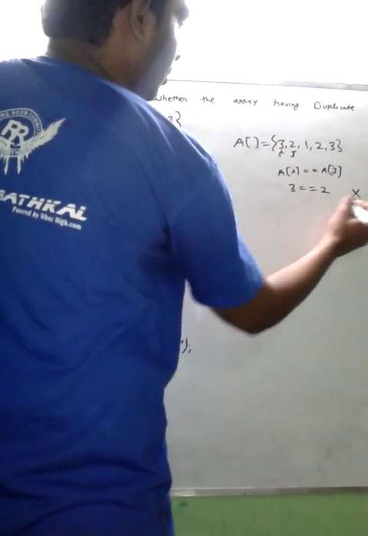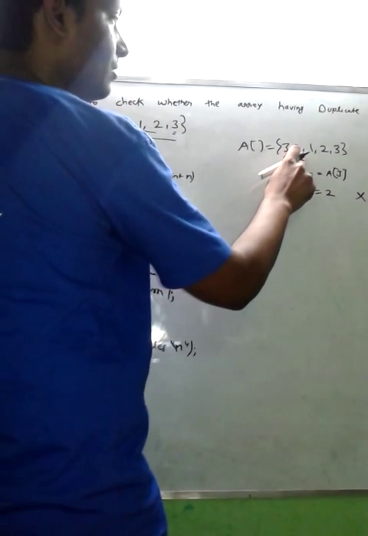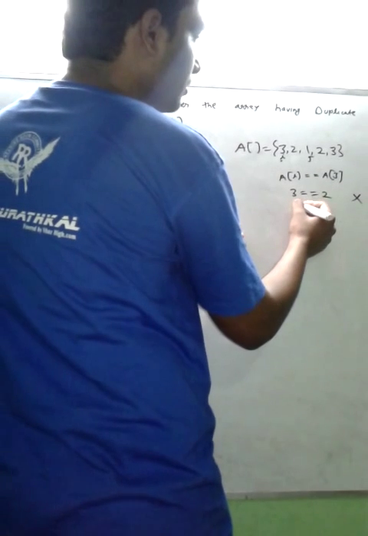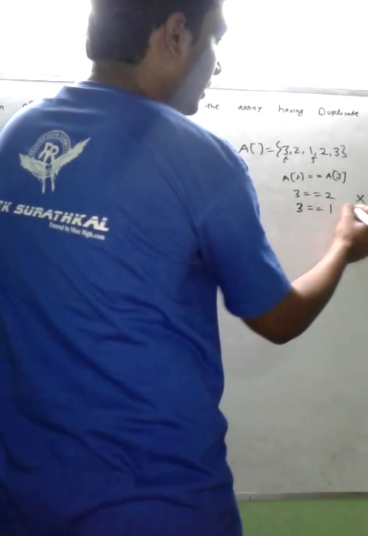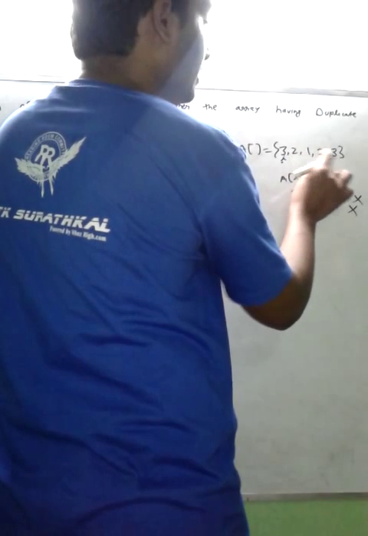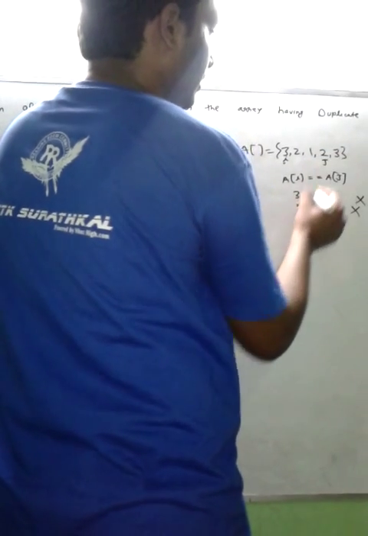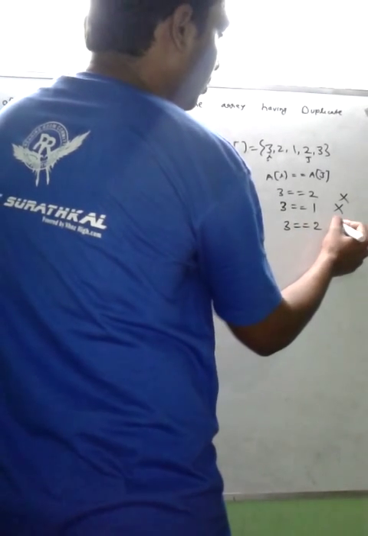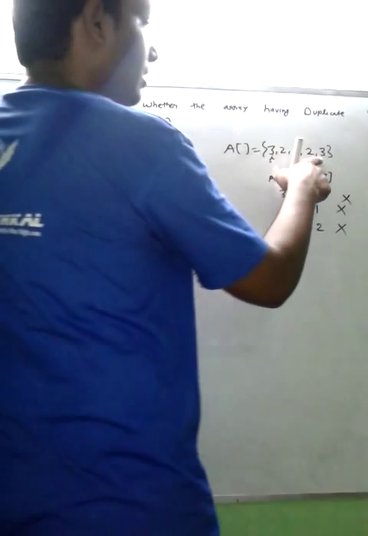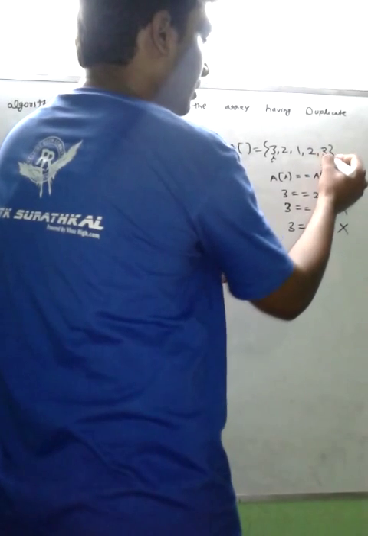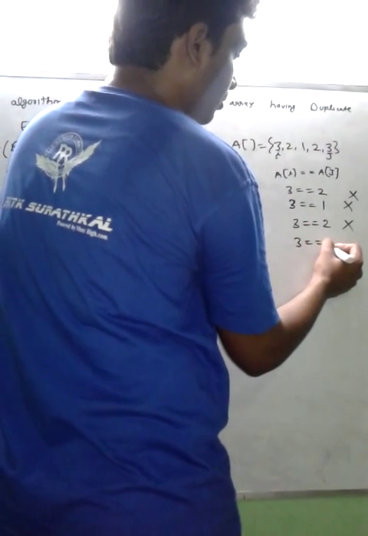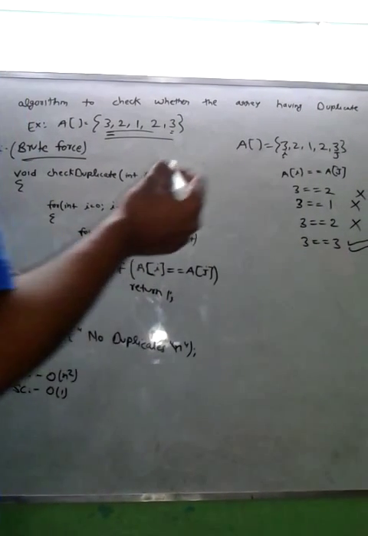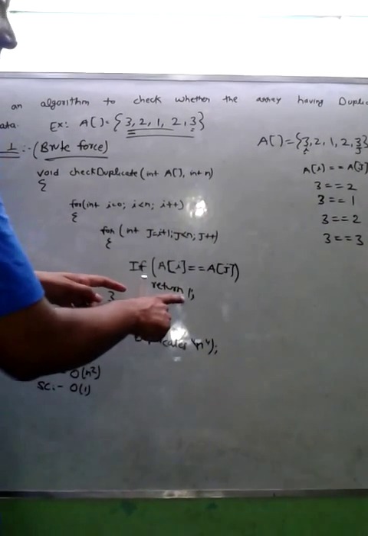No, this is not equal, so we will increment j. So j will be here. 3 equal to 1? No, so we will again increment j. So j is here. 3 equal to 2? No, this is not the element. We will increment j, so j will be here. 3 equal to 3? Yes, we have found the duplicate element. So we will return 1.